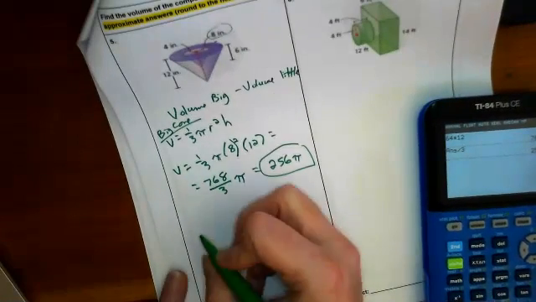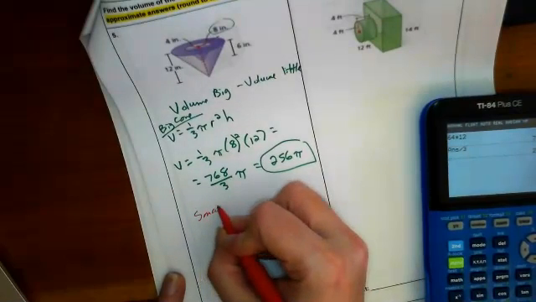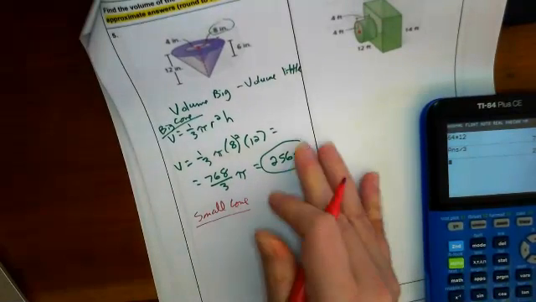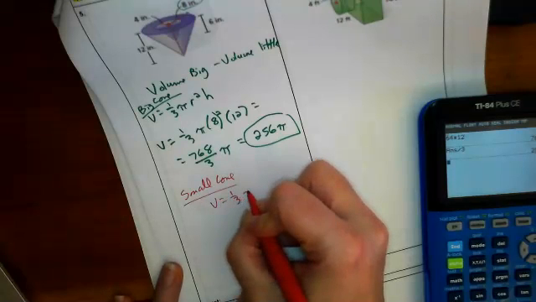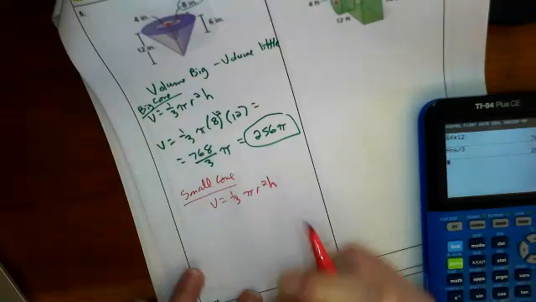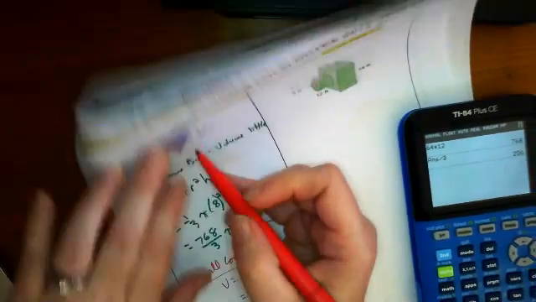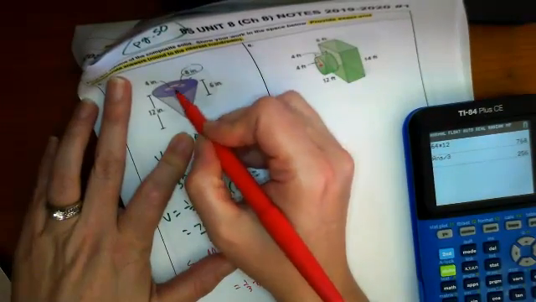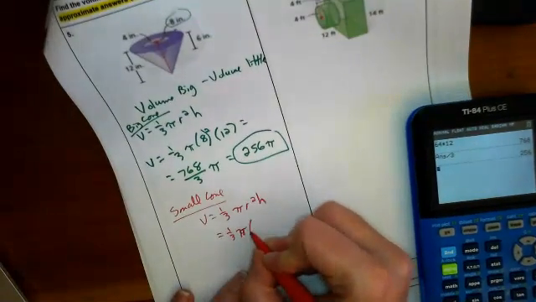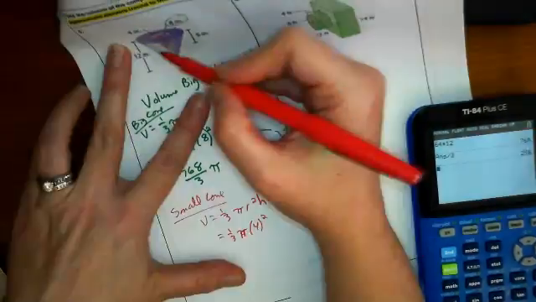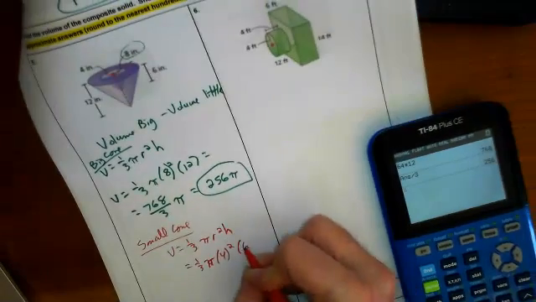Okay, now we're going to do our small cone. Change colors. Small cone, okay? Same volume formula because it's a cone. Volume equals 1/3 pi r squared times height. Okay, I'm going to take 1/3 pi. The radius of the small guy, that's this little hole here, is only, it looks like 4. So we're going to do, whoopsie, that's a pi, 4 squared. And the height of my little cone looks like a 6. Okay? So we're going to say times 6.